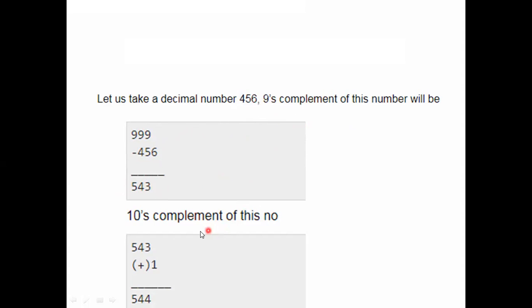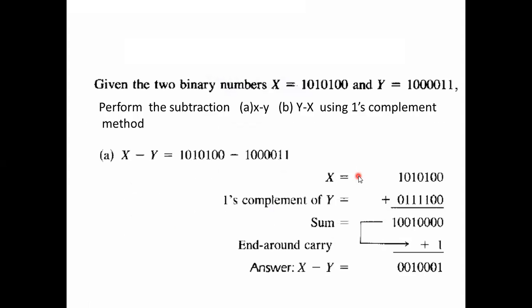How to get the 10's complement? By adding 1 to the 9's complement. The result we got in the 9's complement is 543. If we add 1 to it, we get the 10's complement, that is 544. Are you getting an idea of how to take the 9's complement and 10's complement?